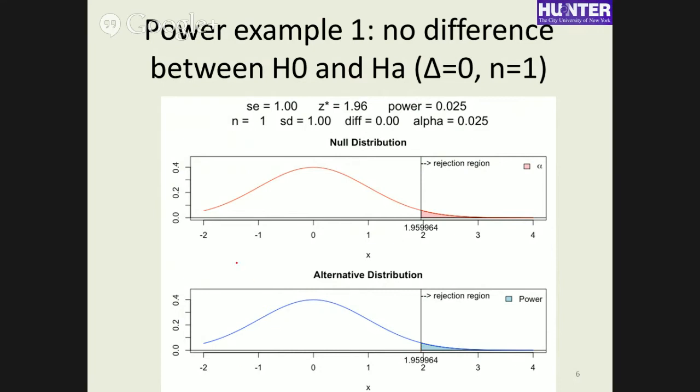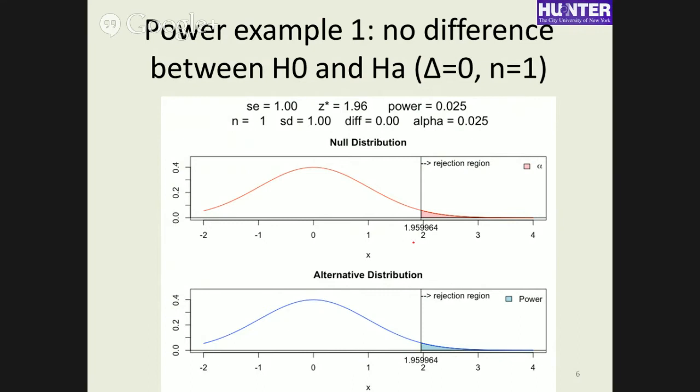Yeah, times 2, because it's not drawn, but I'm going to count it over here too. The probability of rejecting it under the right tail is 0.025, and then another 0.025 under the left tail. That's the power. So that was the probability of rejecting the null hypothesis when the alternative hypothesis is true.